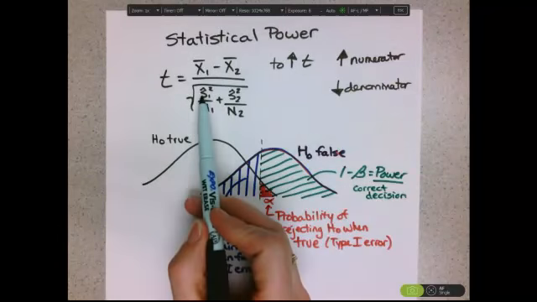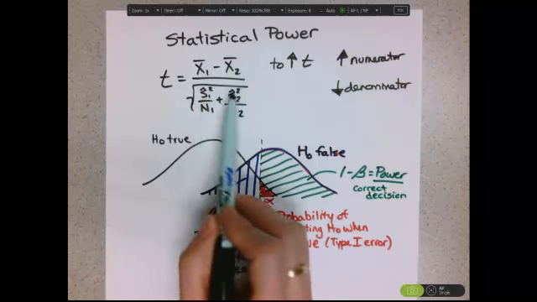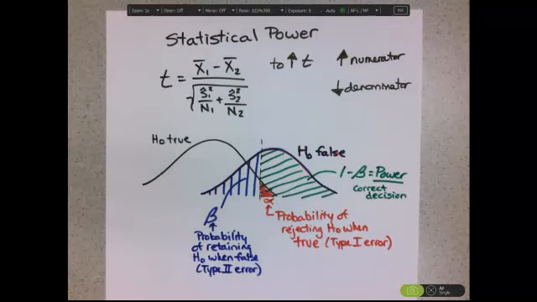We could also have less variability in our data. If we have less variability in our data, that's going to make our denominator a smaller number, which would make our calculated t a larger number, and that would influence our statistical power. So a larger difference between the means and smaller variation, larger sample sizes will increase our power.